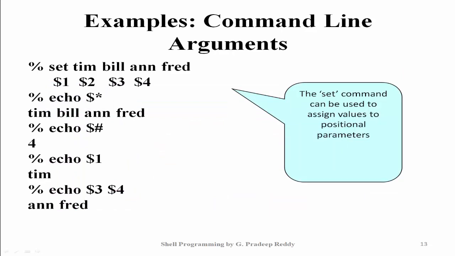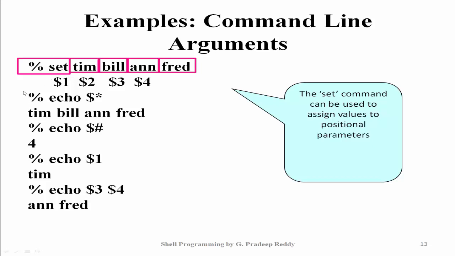Next, here we have an example of command line arguments. Command line arguments are passed during the runtime. Here we are going to set the variables with set: Tim, Bill, Ann and Fred. Tim is the first positional parameter, Bill is the second positional parameter, Ann is the third positional parameter, and Fred is the fourth positional parameter. So for that reason, we have specified $1, $2, $3 and $4. Set is used to set the parameters.